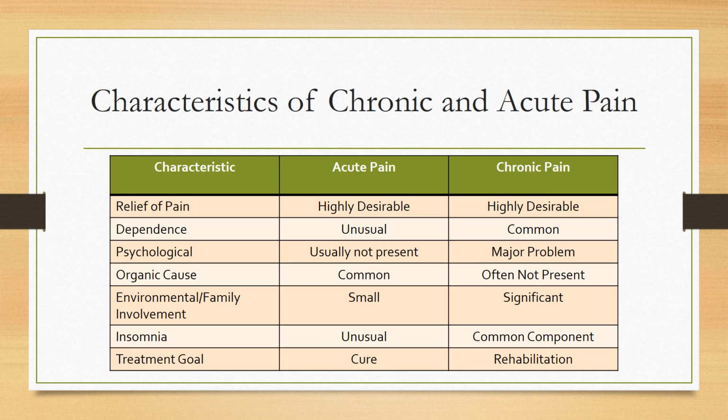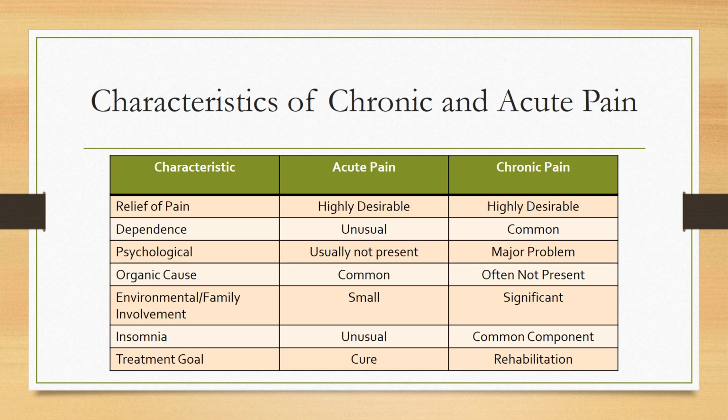Dependence on the agents, especially opioids, is very unusual with acute pain, but remember that chronic pain tends to get worse, so people are going to become dependent on it because one, they're on it for a long time, and two, it becomes worse. So they become more dependent on it as time goes on so that they can function at the same level that maybe they did a few months prior when they had just started experiencing this chronic pain.